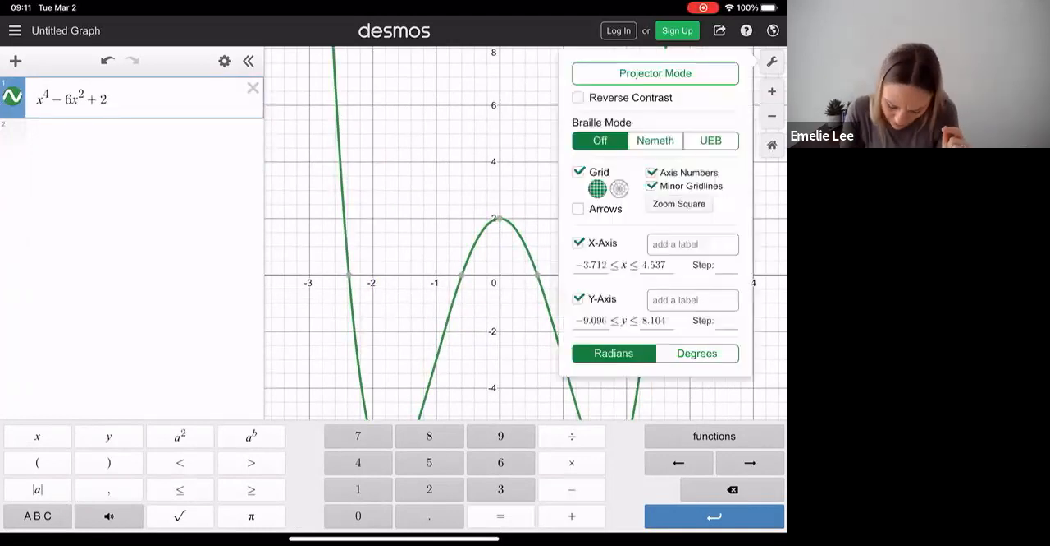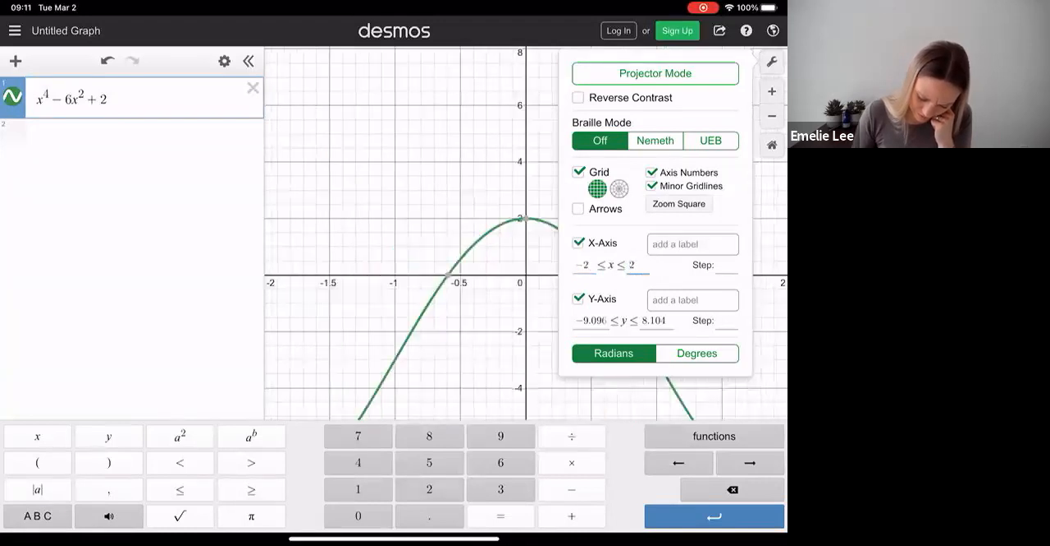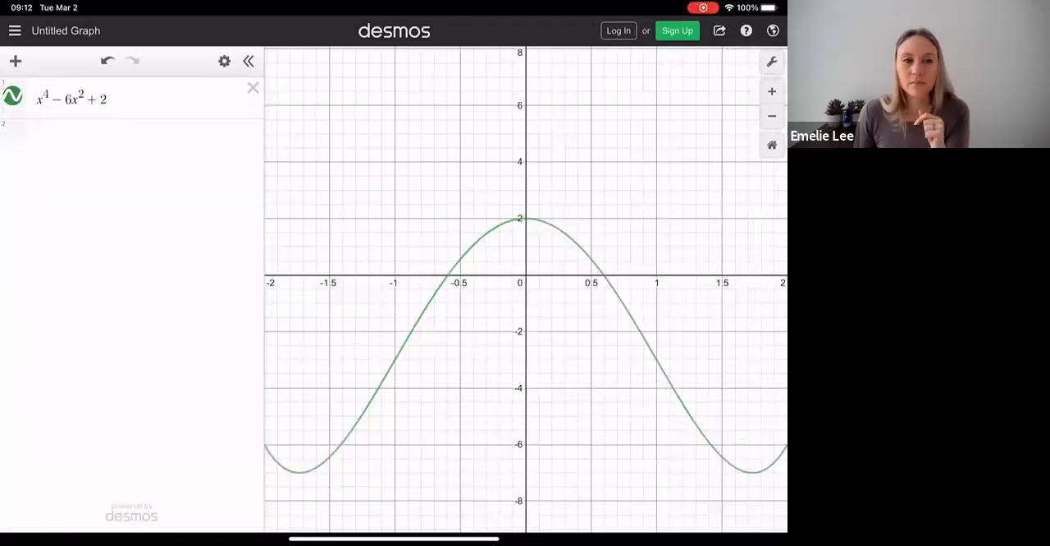Another way you could do it is, I think in the little wrench up at the top, you can change your x-axis from negative 2 to positive 2. It's just saying restrict your vision to be between negative 2 and 2. Makes sense? Awesome. Great.